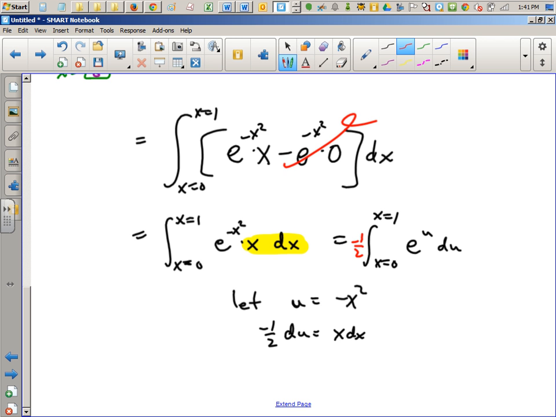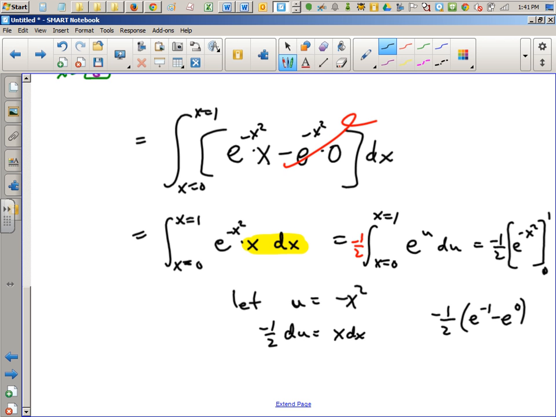You guys are really good at that. The antiderivative is just e to the u. Remember, u was negative x squared. So this just integrates to e to the negative x squared, and you're integrating from 0 to 1. So this gives me negative 1/2 times e to the minus 1 minus e to the 0.